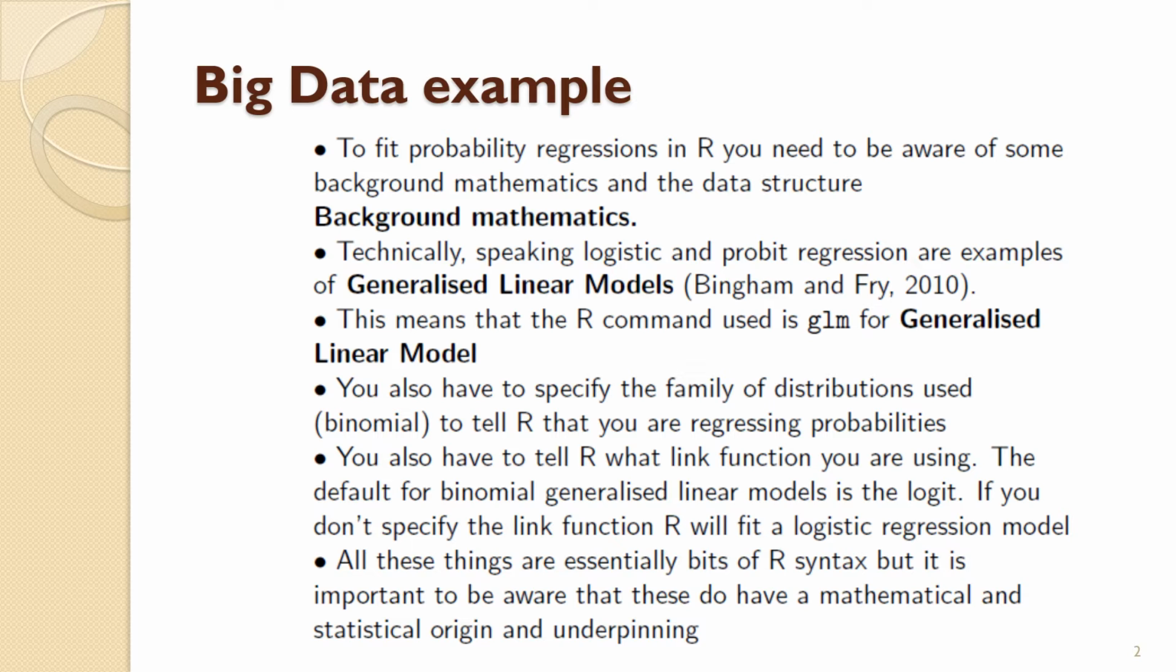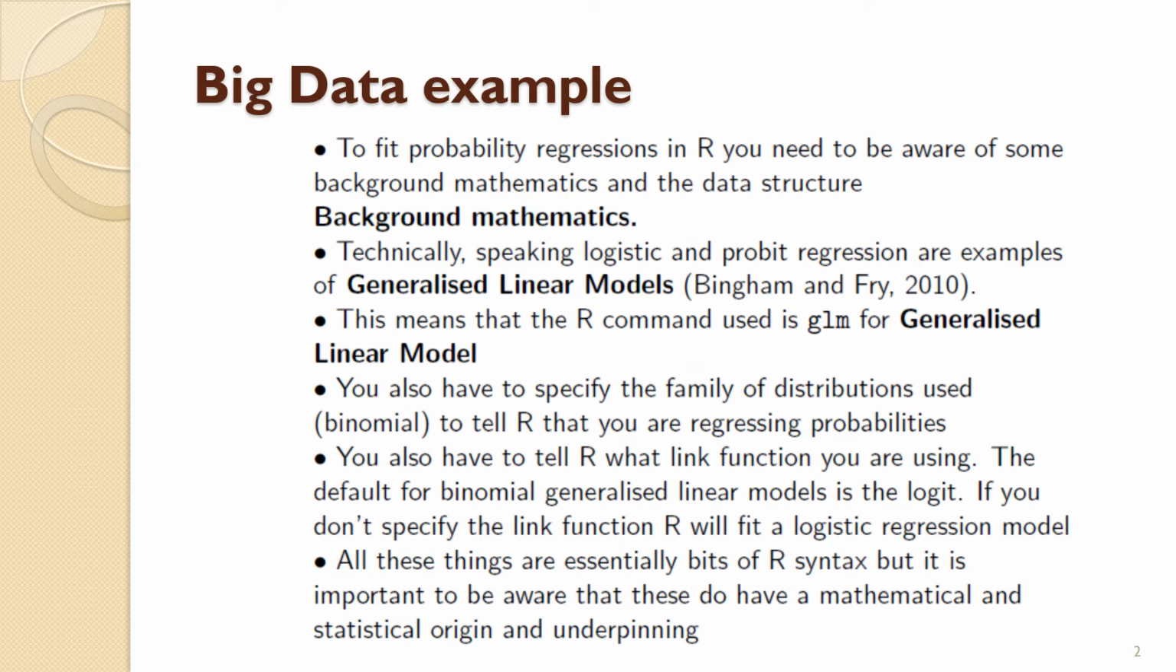So you don't need to know the background mathematics, but the background mathematics does inform the R code that is used, and it makes it easier in terms of the R programming if you're aware of at least some of this backstory. Then in terms of the R programming, remember you've got to tell R exactly what you're doing because R is like a robot. So you've got to specify the family of distributions used, in this case binomial, to tell R that you are actually fitting probability regressions, not just normal regressions.